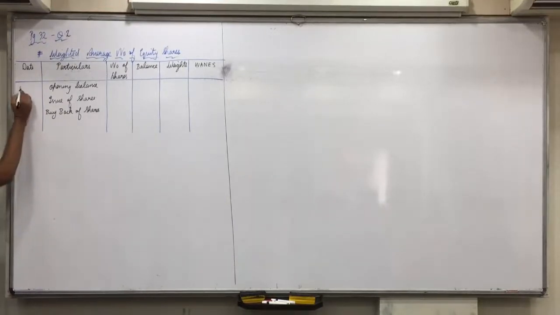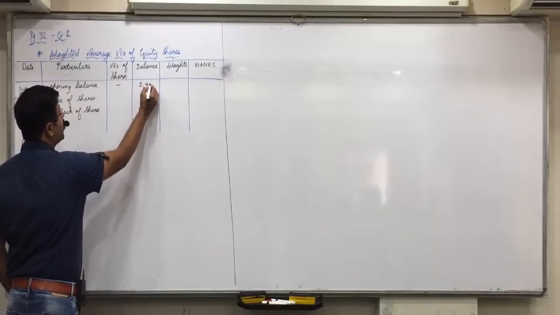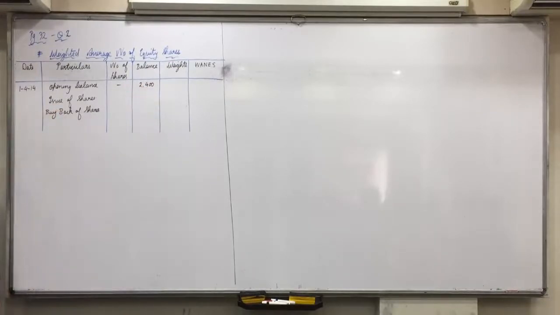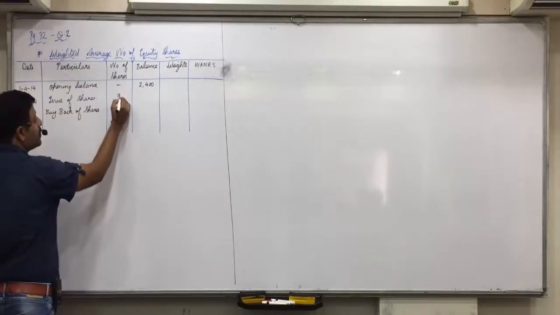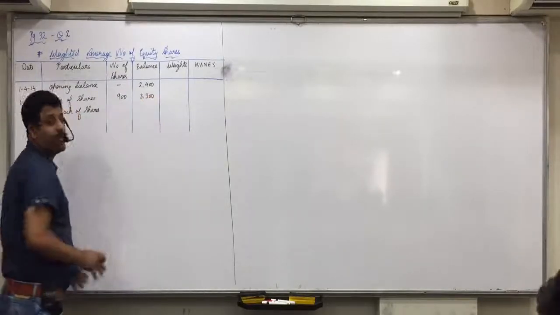So on 1/4/14 the opening balance, where will I write 2400? Directly in the balance column, 2400 opening balance. Did you understand this? Then date 1/8/14, issue of shares 900. So what will be the balance? Yes, 2400 plus 900, 3300. Issue of shares will be added.